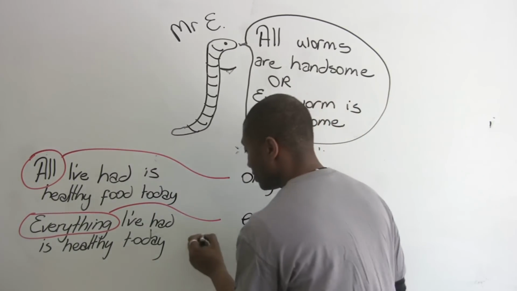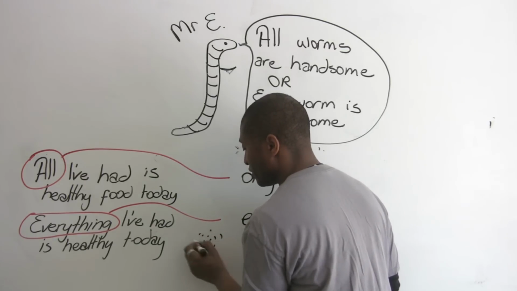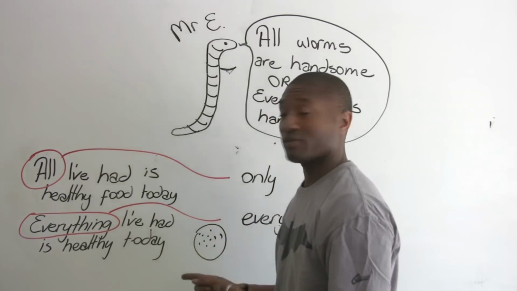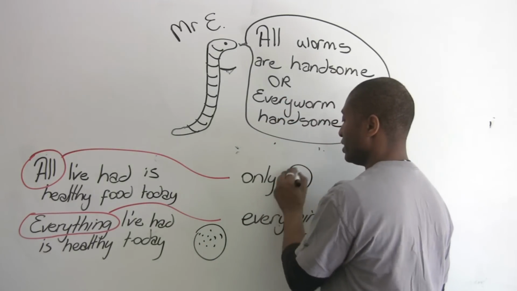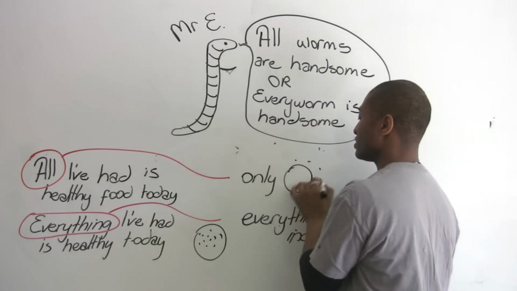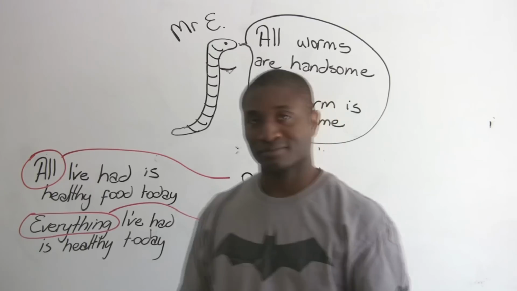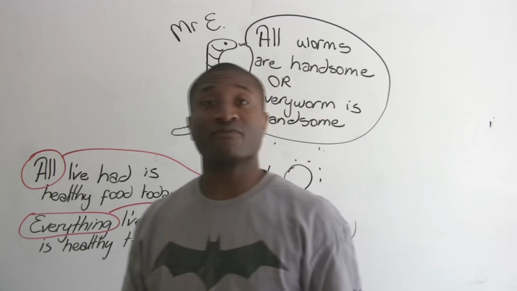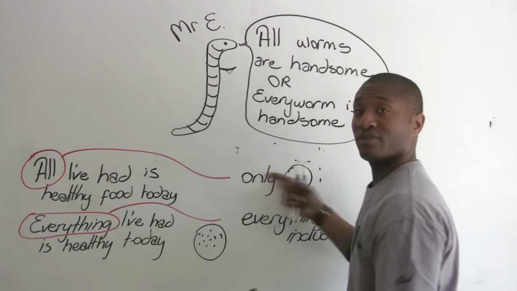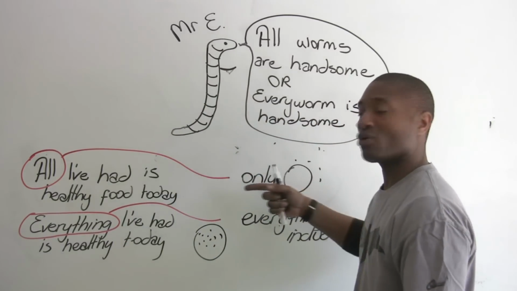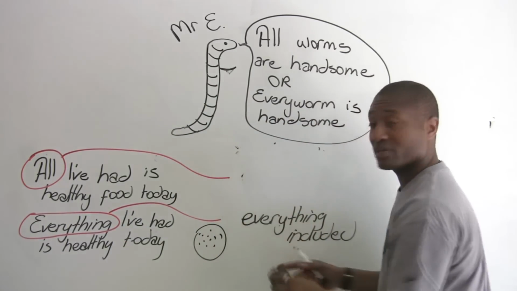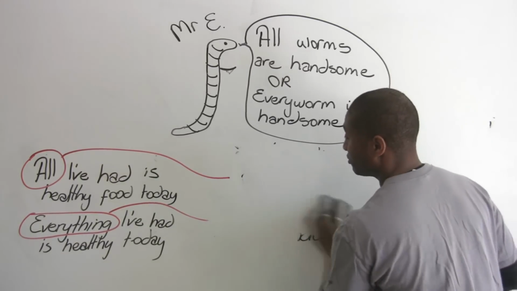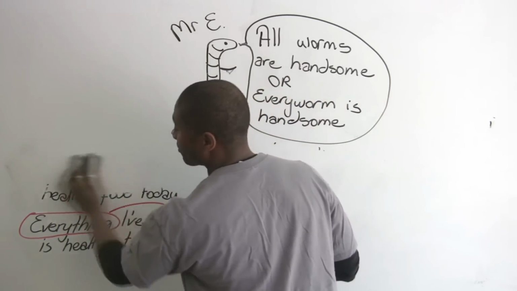Remember we talked about dot, dot, dot? They're saying everything I've had, all the things are healthy. In this case, they're saying only healthy things. Everything else is excluded. Cool. Alright? So if you say something like, all I've done for you, it means the thing I've done for you, or nothing but this thing, while everything would be all the things I've done for you, all the little parts.